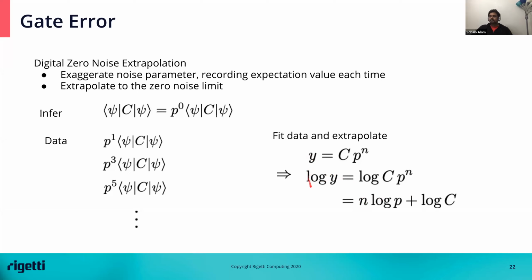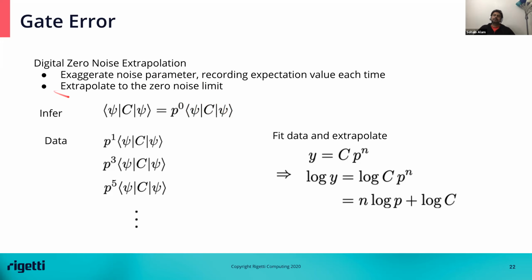So plot the log of y against n on some graph paper, and then try and extrapolate back to what happens at n equals 0. Remember that n equals 0 is the value that you're actually interested in. At n equals 0, you'll just get the y-intercept, which is log of c. And if you look at log of c and then take its exponential, you should be able to work out what the true ideal expectation value is.